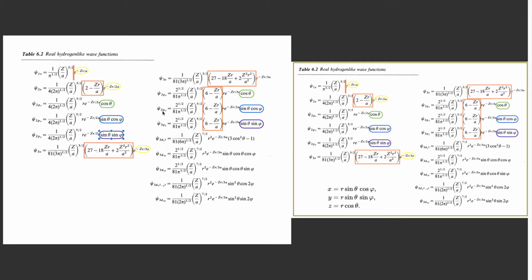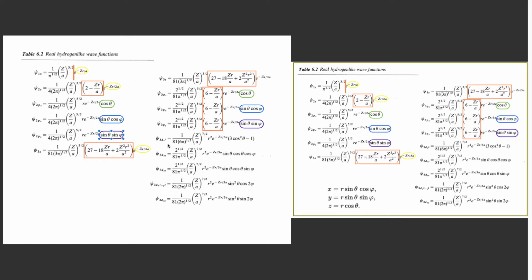For n equals 3, there are 2 total nodes, but since l is equal to 1, only one of those is an angular node. There's a polynomial here, a linear equation. There is a value for r where Zr over a is equal to 6, which means this 6 minus Zr over a is equal to 0. So there is a value for r. There is a radial node as well.